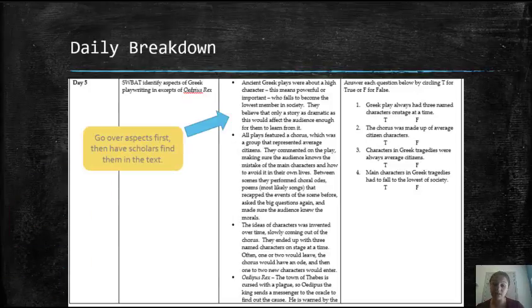So for this class, instead of having them do inquiry-based where they're exploring it and then we're talking about it, I'm going to give them some stuff up front, and then they're going to read the scenes in Oedipus and sort of find the things we've talked about in the actual text. These are all things that they have to replicate in their final project. So this day is also really directly tied to the summative assessment.